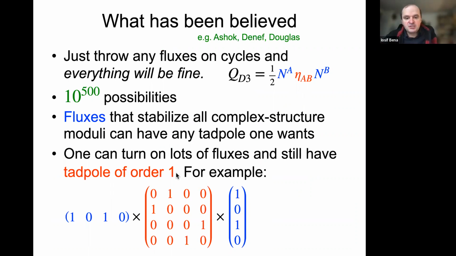So for example, this is some flux intersection matrix. You put flux 1 on the A cycle, 0 on the B cycle, 1 on the A cycle, 0 on the B cycle. You put this other flux here, and you can get a Tadpole of 1, or this, or even 0. You can just put huge amounts of fluxes without sourcing Tadpole. This has been believed, and this is at the basis of this calculation by Douglas and Ashok of the 10 to the 500 possibilities. People just said, I'll just throw fluxes however I want, and everything will be fine.